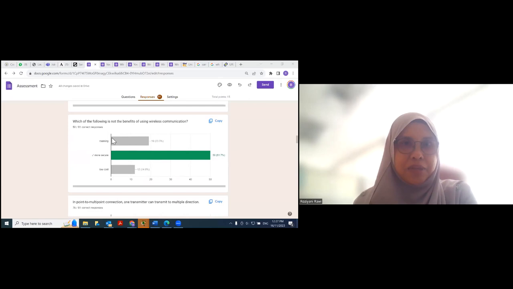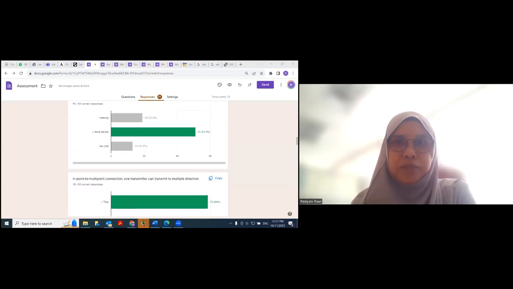For the second question, which of the following is not a benefit of using wireless communication? The most accurate answer here is more secure. Compared to wired, wireless is less secure in terms of communication. Okay, so 60% answered correctly.